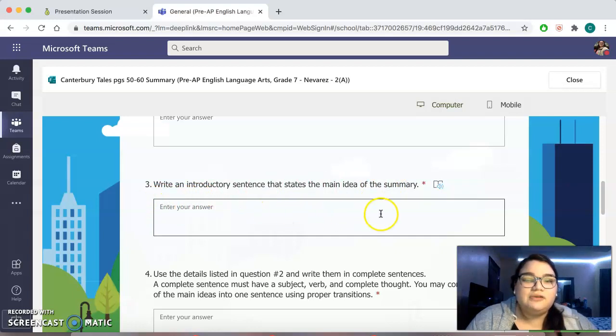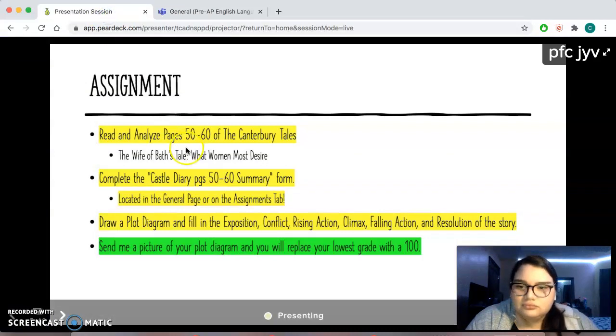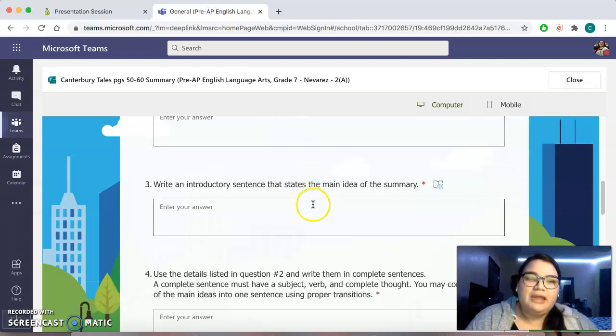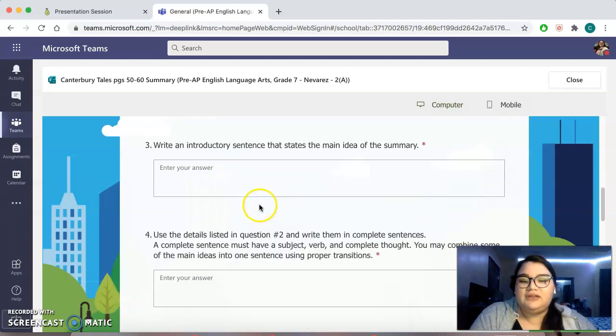This is going to be the first sentence in your paragraph. How are you going to start off your sentence? It would be smart if you start your sentence by, in the Wife of Bath's Tale, what woman most desired, certain person blank was exposed to blank, right? So you have to tell me who and what happened, right? And then the rest of the sentences should be able to support what that idea is.